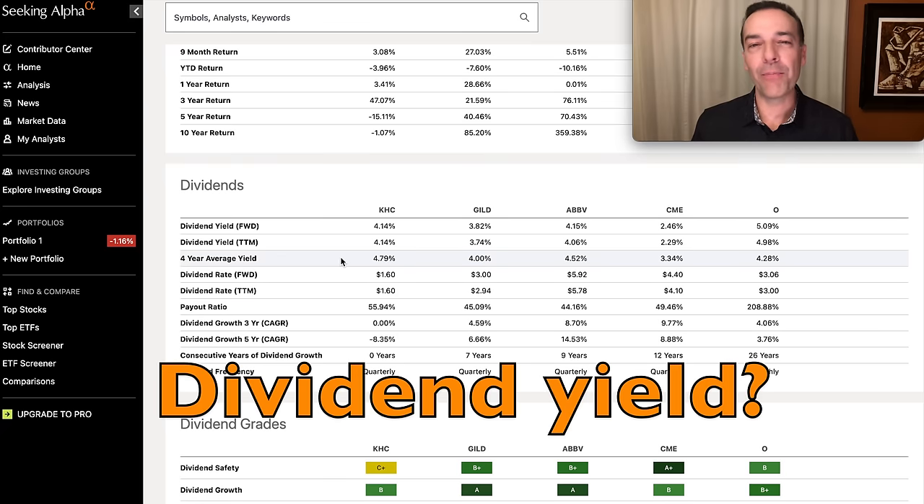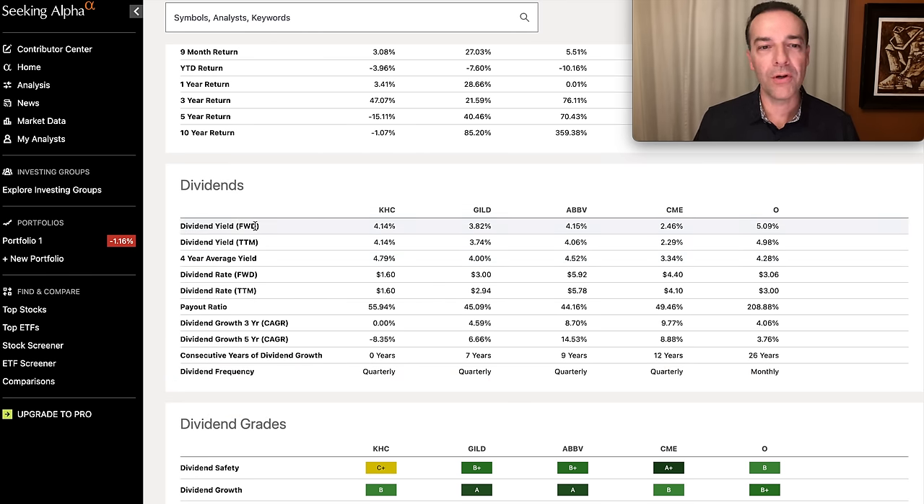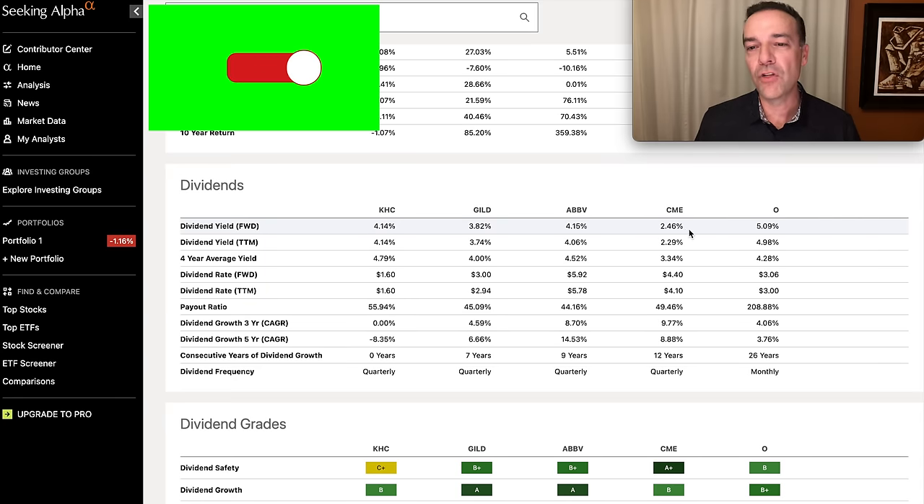Now this next one I found pretty interesting because, you know, I like trading in dividend paying stocks. Now I will trade in non-dividend paying stocks, but I thought it'd be interesting to see what the dividends look like of my top five performing option wheel stocks. Notice that the forward dividend yield ranges from a low of 2.46% for CME to a high of 5% for Realty Income. And notice the average is around 4%.